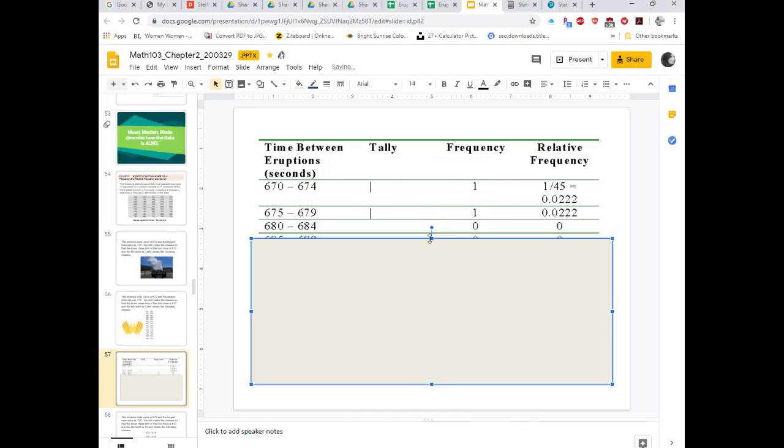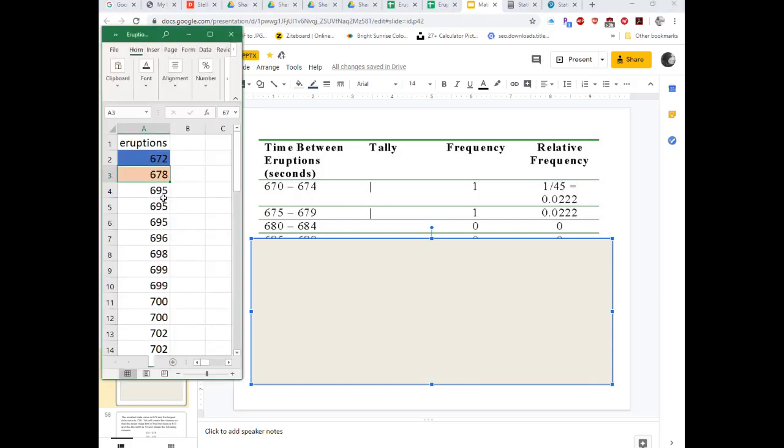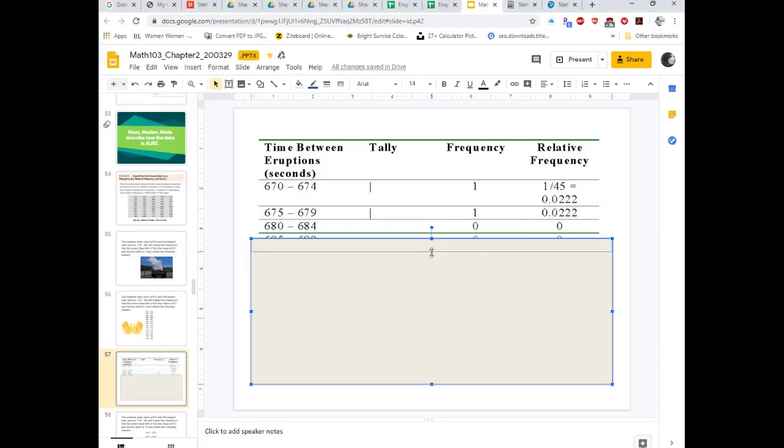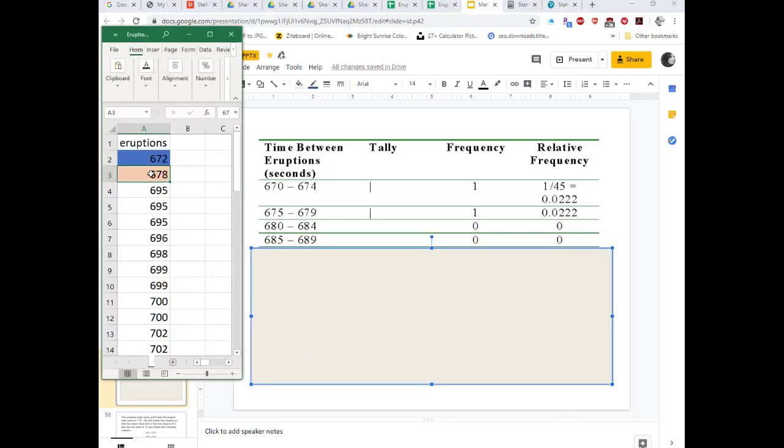The next bin is 680 to 684. I want to know how many numbers are in it, so let's go back and look. For 680 to 684, I have nothing. So the frequency is 0, and 0 divided by 45 is 0. Let's look at the next bin, 685 to 689. There's nothing there, so again the frequency is 0 and the relative frequency is 0.